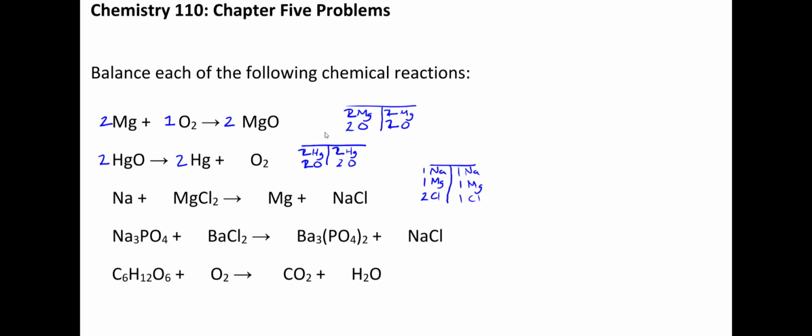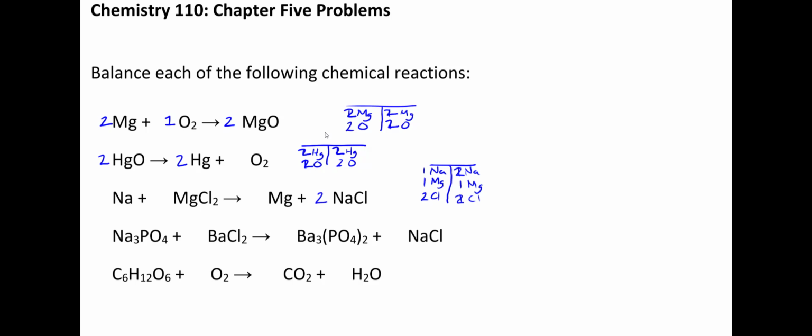Now, I had recommended that whenever you have elements by themselves, you want to balance those last. So sodium appears by itself and magnesium appears by itself. Those will be the easiest ones to fix, because as we saw here, you just have to put a number in front of it, and it doesn't adjust any other elements in the process. So chlorine is what we want to balance first. So I've got 2 chlorines on the left, 1 chlorine on the right. So I'm going to simply put a 2 in front of sodium chloride. And that gives me 2 chlorines and 2 sodiums on the right, because it multiplies.